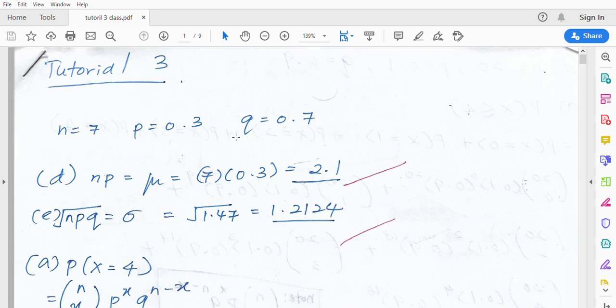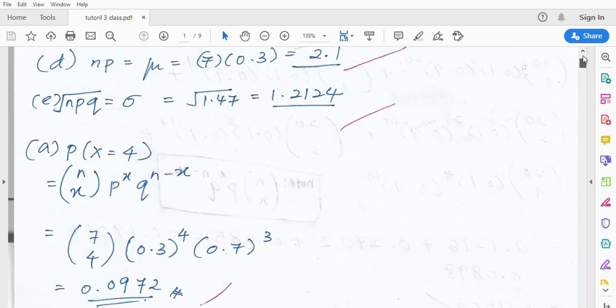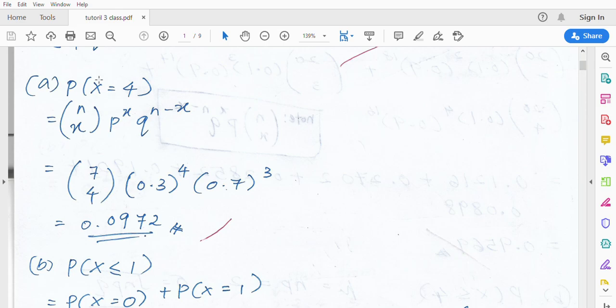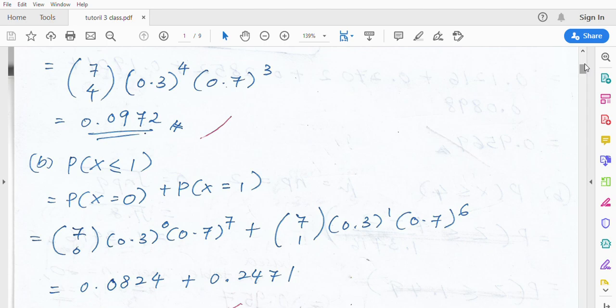So question 1 is: let x be a binomial random variable with n equals 7 and p equals 0.3. Find these values. First, question A, find the probability of x equals 4. Simply use the binomial formula, nCx p^x q^(n minus x). Using that formula, we will get 0.0972.